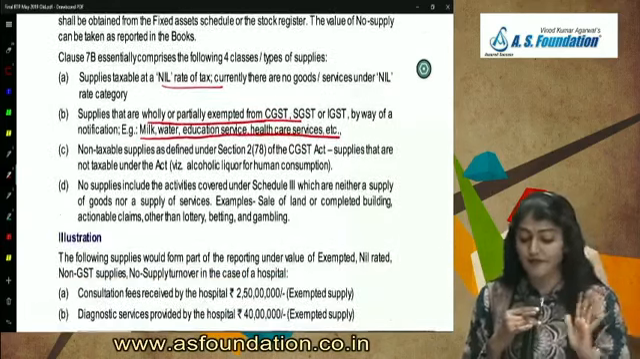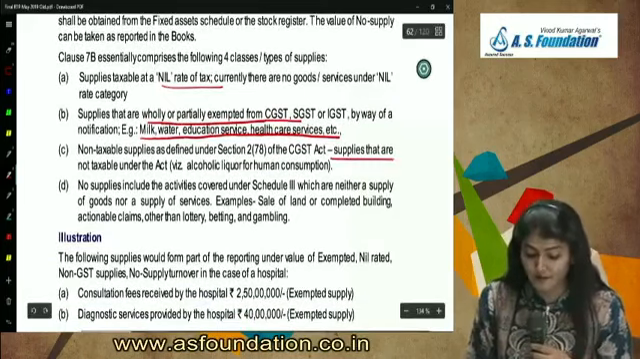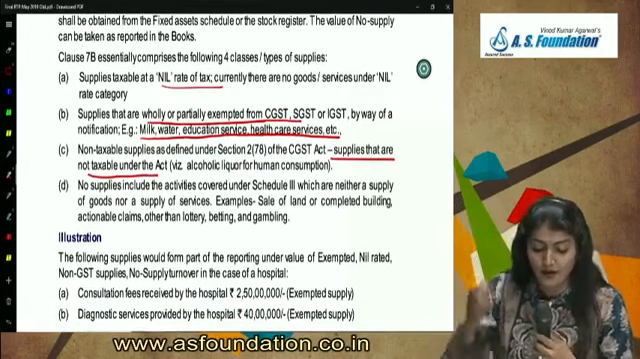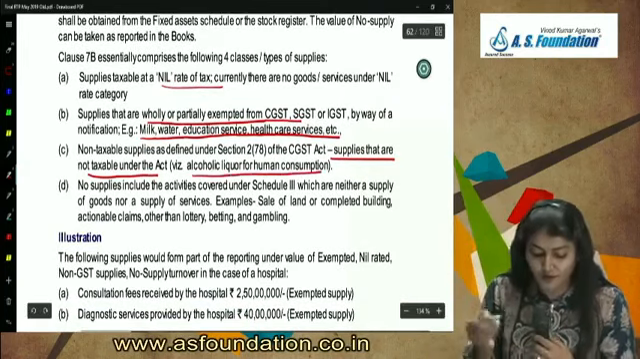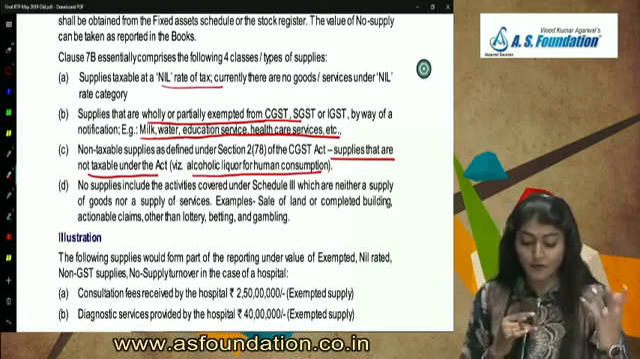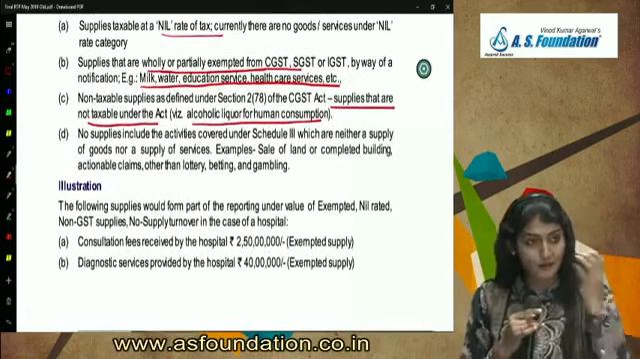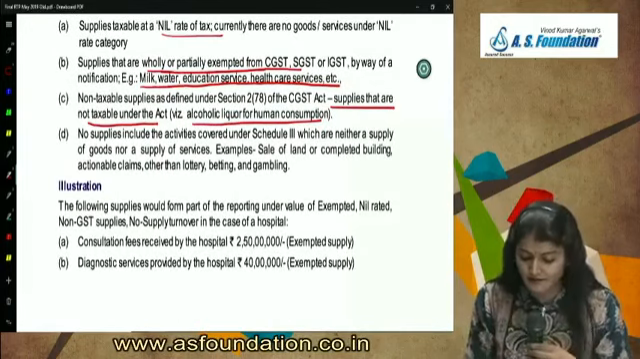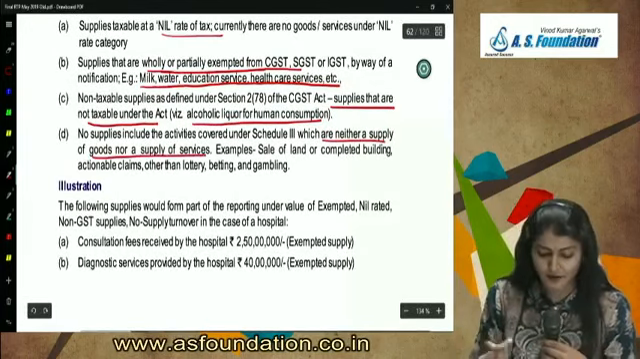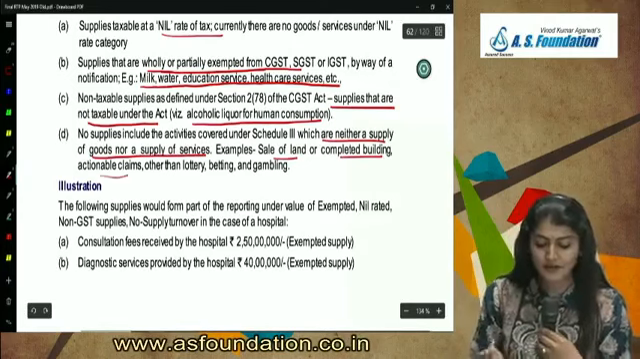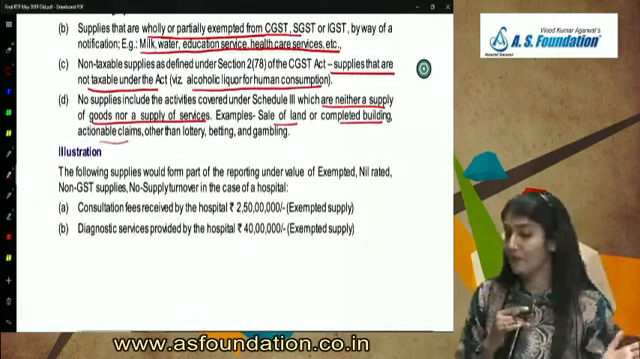Then non-taxable supplies, supplies that are not taxable under the GST law, but they are taxable under some other law. Example, alcoholic liquor for human consumption. Right, so non-taxable supplies and no supplies, where it is not considered to be a supply under the GST law, neither a supply of goods nor a supply of services. Sale of land or completed building. Right, actionable claims other than lottery, betting and gambling.